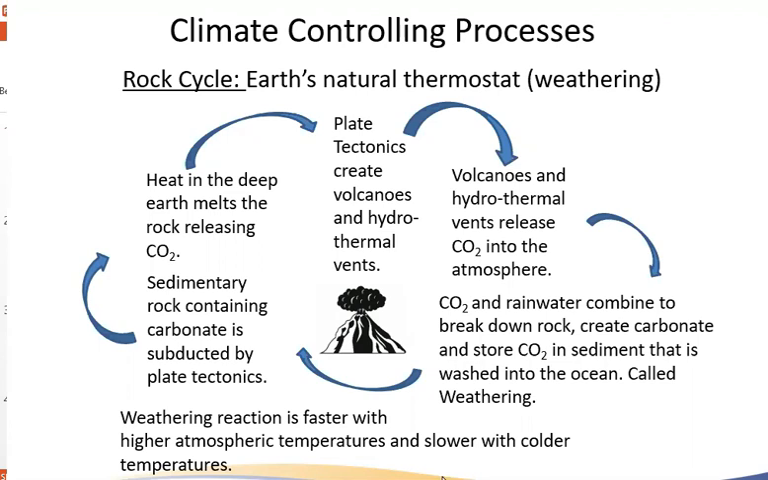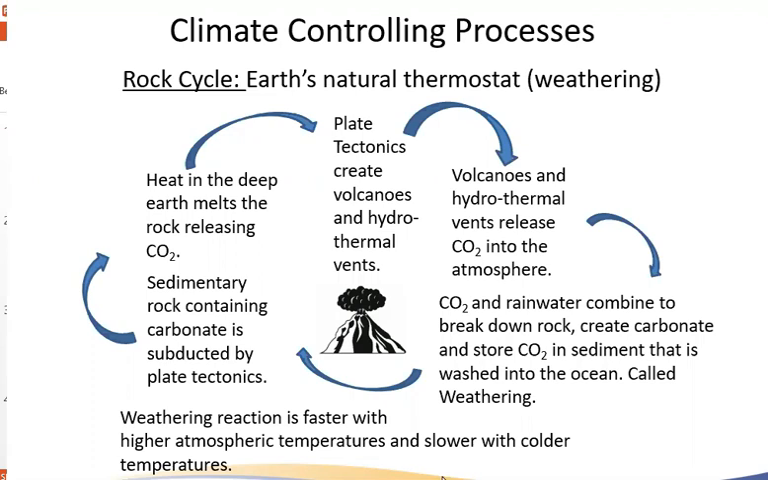But wherever it goes, eventually the plate that it's resting on is subducted, and then that subduction gets us back to where we were before, over on the left-hand side there, with the uplifting of the mountains, and returns us to volcanic activity, which puts the carbon dioxide back into the atmosphere.